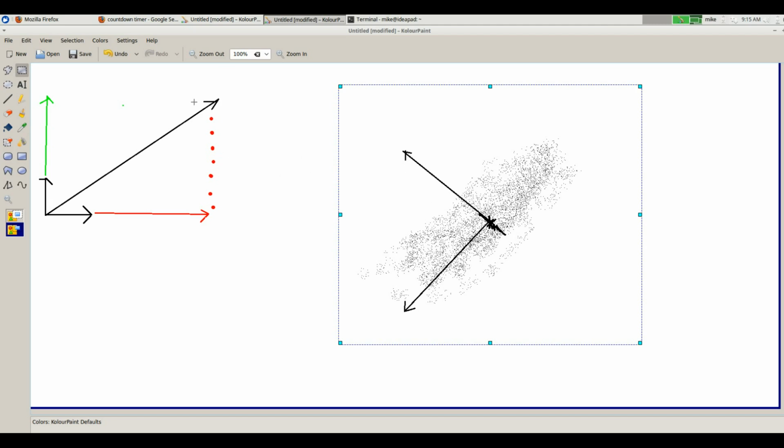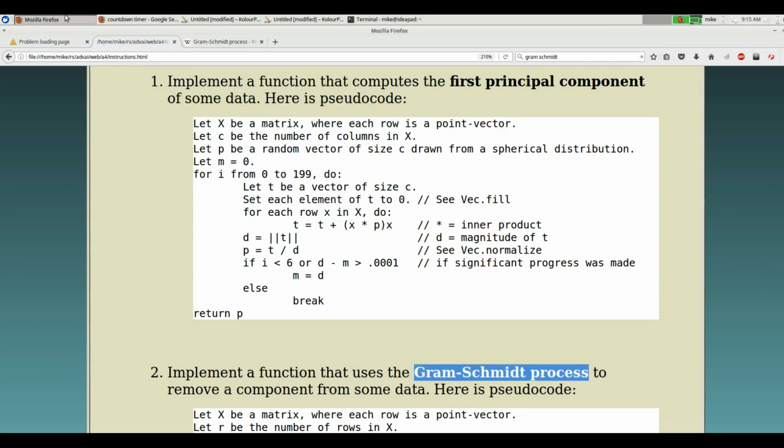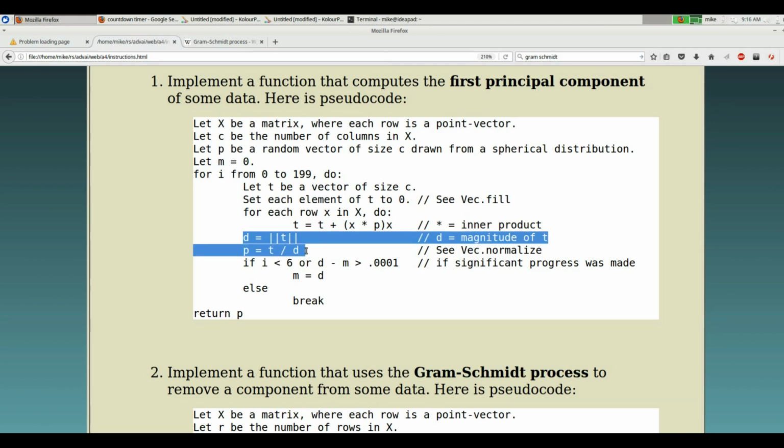Well, remember how we project by dot producting with a unit vector? Presumably these are unit vectors, and one of the reasons we know they are is right here. P is equal to t divided by d, where d is the magnitude of t. You see how this is the normalized vector step, and then we return p? In other words, this algorithm returns a normalized principal component.